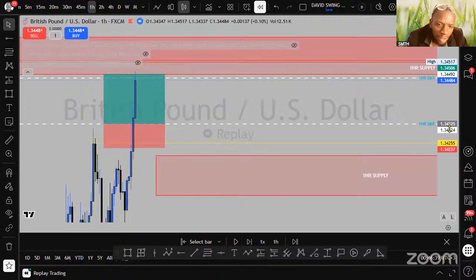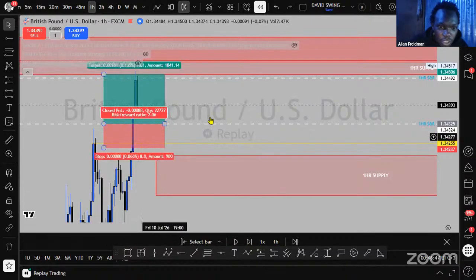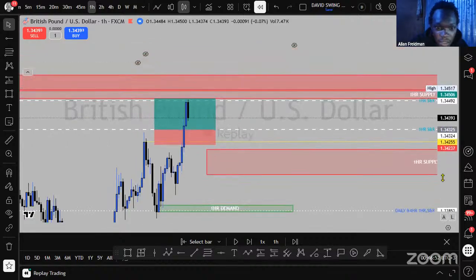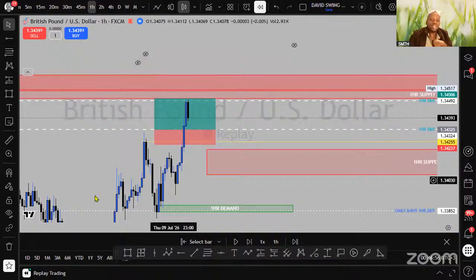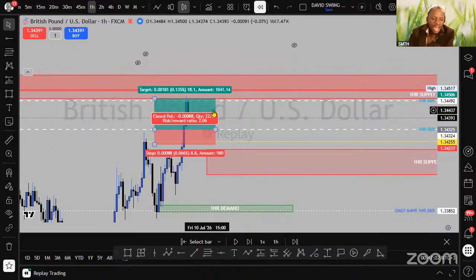You're saying something, Alan? No, but in this case, we knew this price was going up and it broke the yellow line, which is a resistance area. Exactly, so we were so much confident. The reason why we were so much confident in taking a buy is because it had broken.